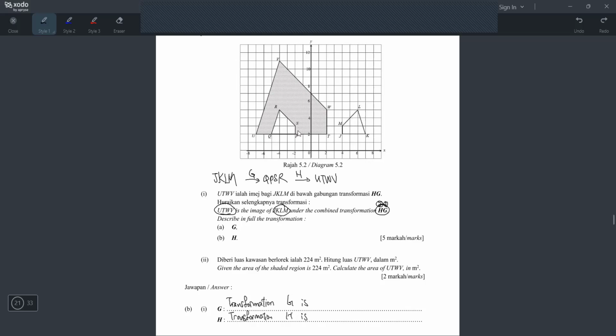This is reflection. Okay, reflection. I know it's not enlargement because the size is exactly the same. I know it's not translation because in translation, the orientation has to be the same. Can you see the orientation sudah tukar?